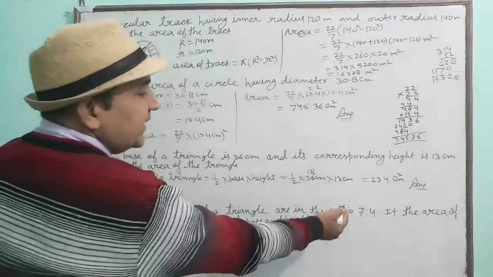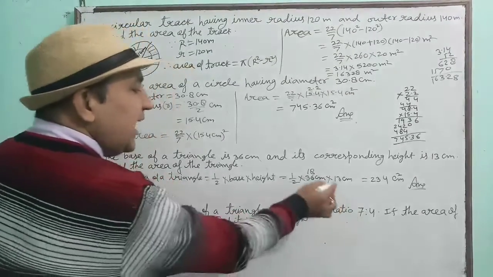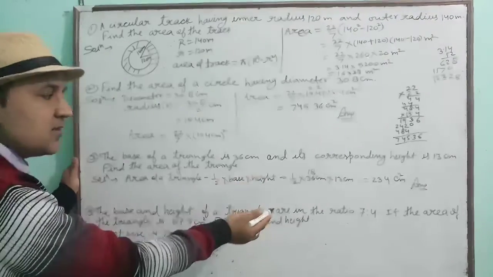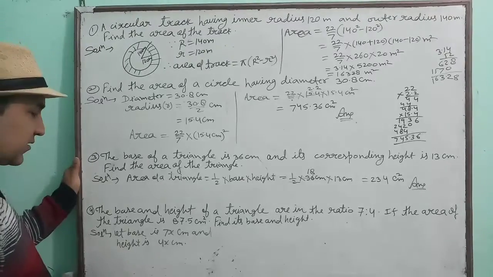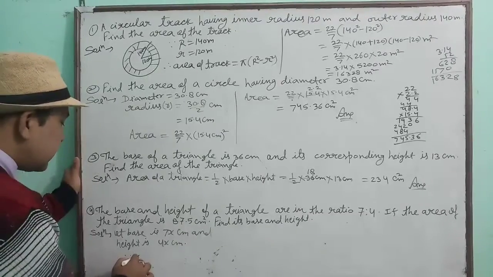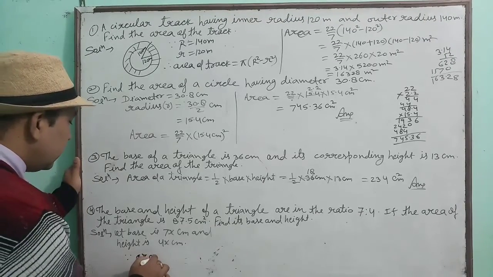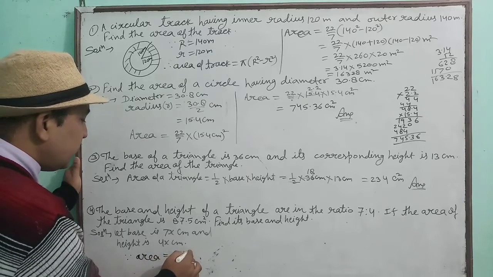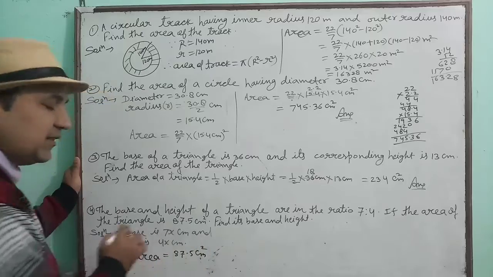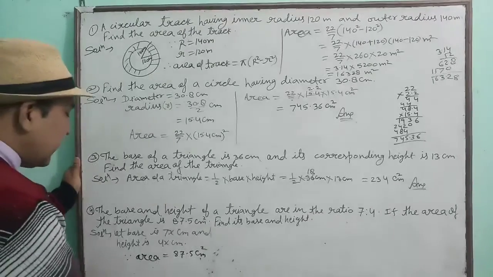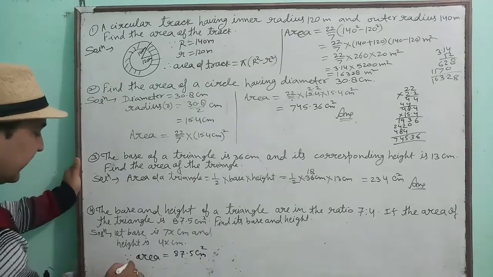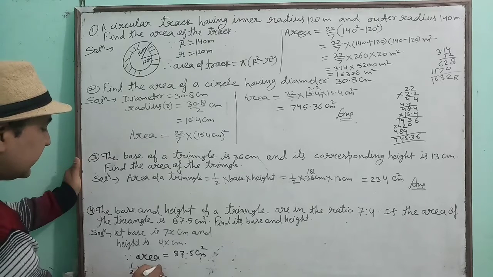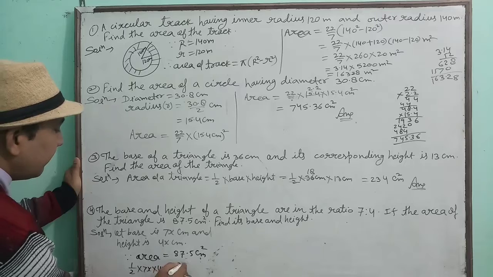If base and height are given in the ratios, then we will attach one variable with both. Base will be taken as 7x, height will be taken as 4x. Now since area is equal to 87.5 centimeter square, this is given, so we will apply the formula for area. Area of a triangle is 1 by 2 into base into height.